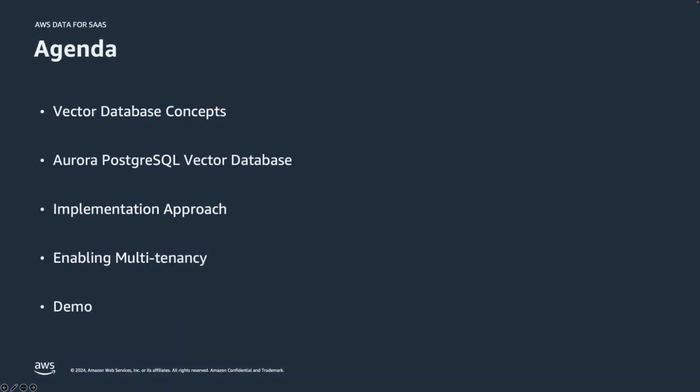Today, in this session, first we are going to talk about some of the basic concepts of vectors. Next, we'll explore Amazon Aurora Postgres and its vector database capabilities. Then, we'll look at how we can implement vector databases with an example architecture. Then we discuss how to enable multi-tenancy and tenant isolation in vector databases. Finally, we'll wrap it up with a demo.